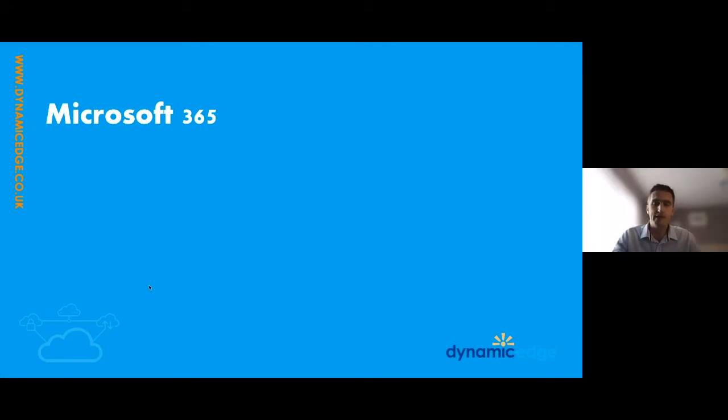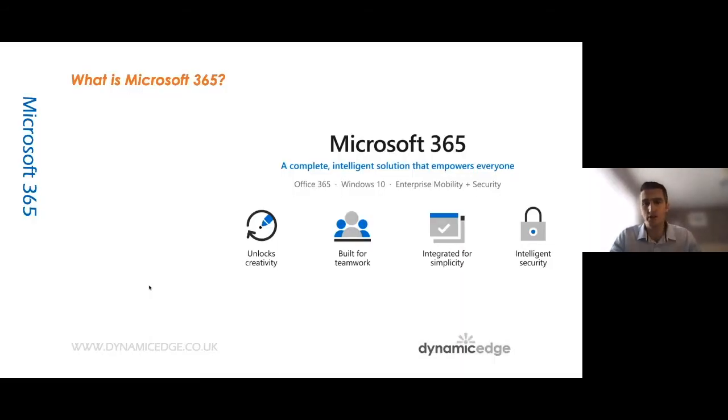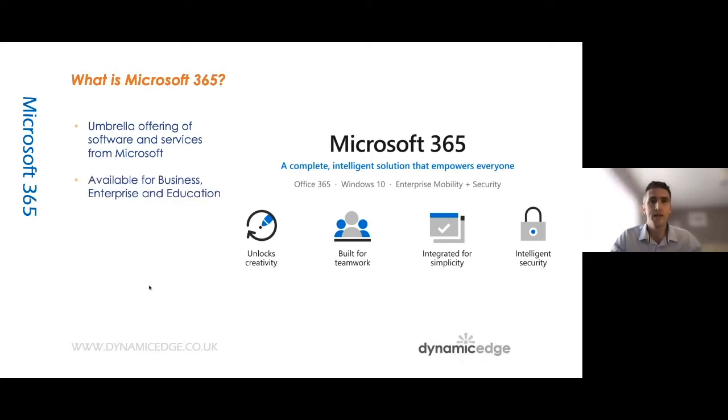So Microsoft 365. Okay, so what is Microsoft 365? Let's just go through a brief introduction of what this is. It's an umbrella offering of software and services from Microsoft. Many of us have probably been using Office 365. We'll not go through too much detail about the renaming of Office 365 to Microsoft 365 and what that all includes and involves, but it's essential just to understand that Microsoft 365 is this umbrella offering from Microsoft. It gives us these software and services that we require within our businesses. It is available for business, enterprise and education.